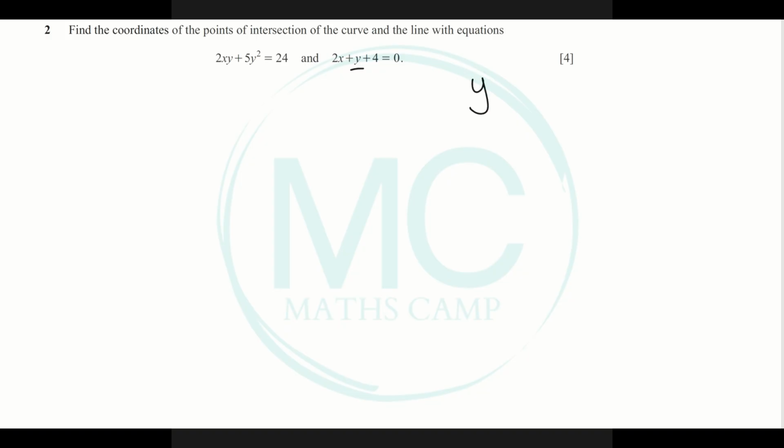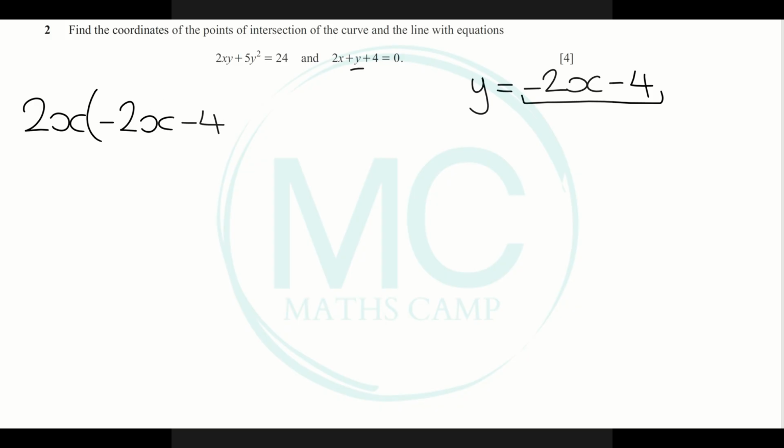And we get y is equal to -2x minus 4. Now we can substitute -2x minus 4 into the y values of the curve. So we get 2x multiplied by (-2x minus 4), plus 5 times (-2x minus 4) squared is equal to 24. And now we have an equation that we can use to solve for x.